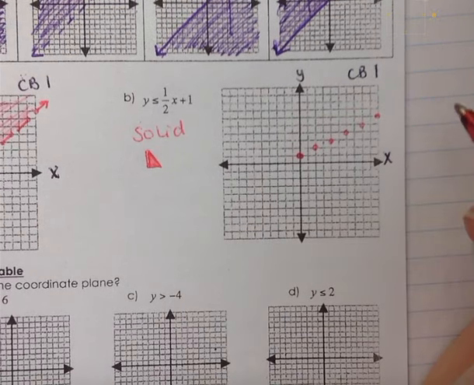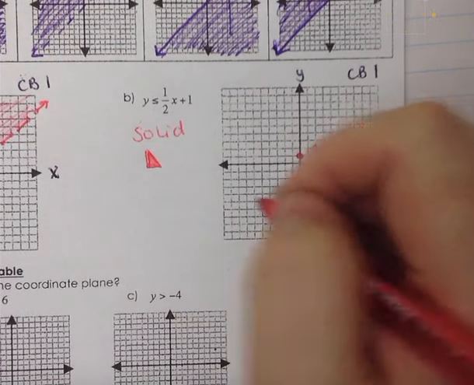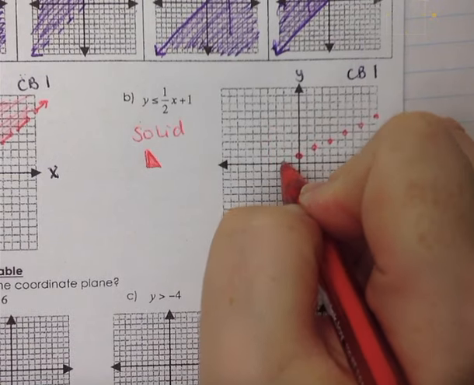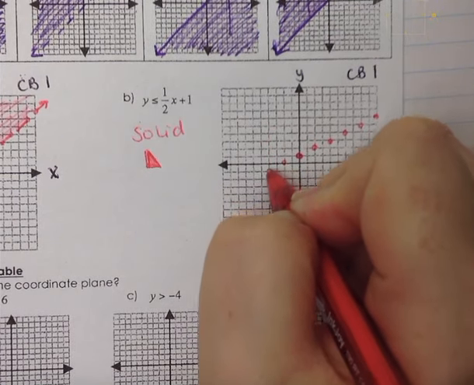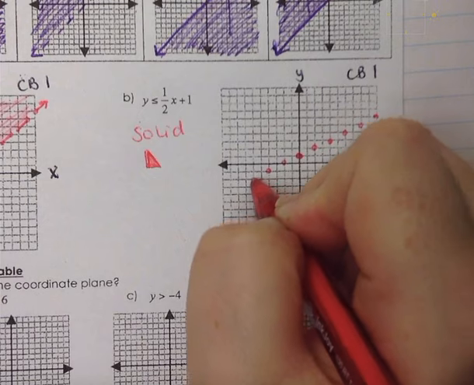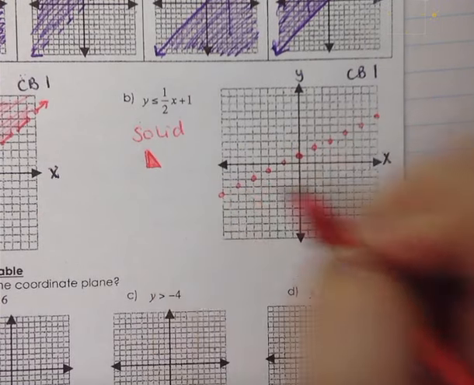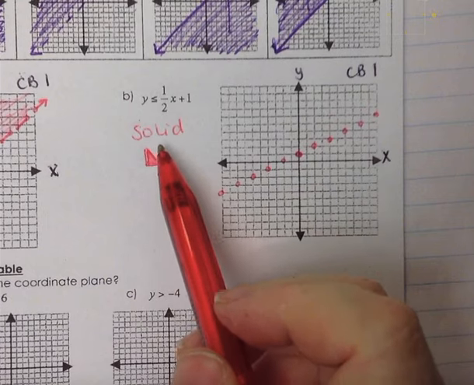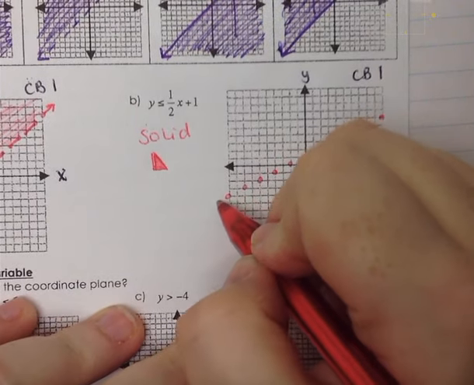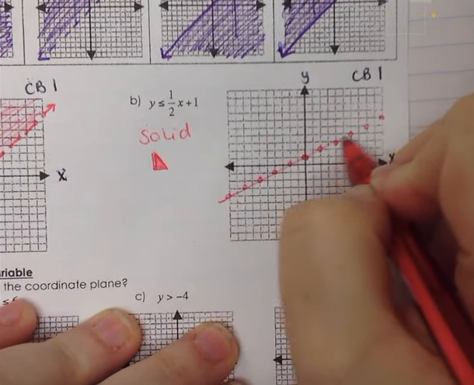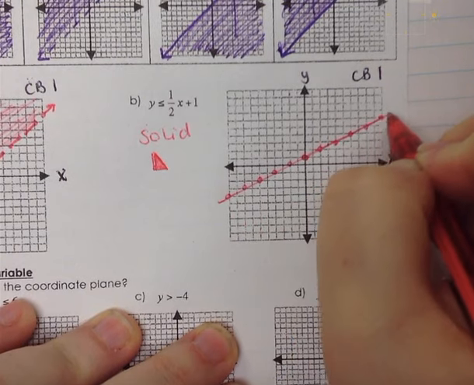Then I'm also going to go down 1 and left 2. So down 1, left 2, and again, and again. Now, this is solid, so I can connect these as they are. I do not have to skip any. I can just connect them because this is just a solid line.